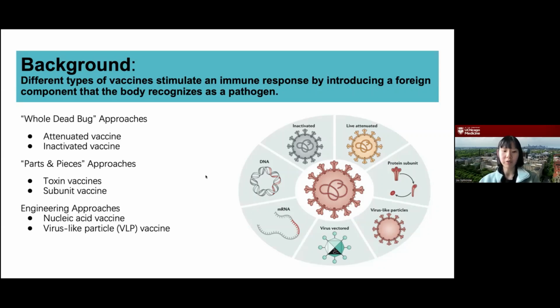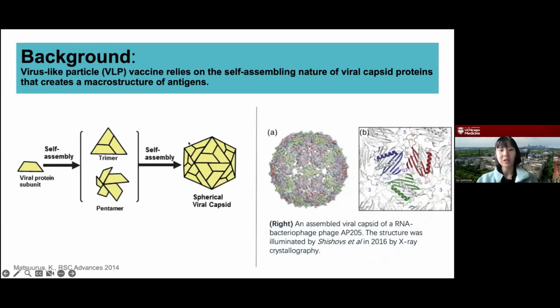And in today's talk, I'll be focusing on our work on a virus-like particle vaccine, which we usually just call VLPs. And a VLP is really a vaccine based on the self-assembling nature of viral capsid proteins. These viral capsid subunits are able to self-assemble into trimer or pentamer shapes, and they can self-assemble into a larger, either spherical or rod-like, viral capsid. I'm showing you a cartoon of how that looks, and on the right-hand side, this is an electron microscopy image of how that viral capsid actually looks.